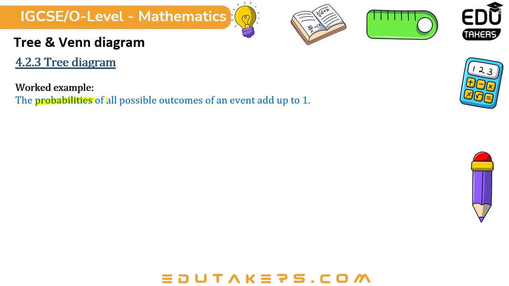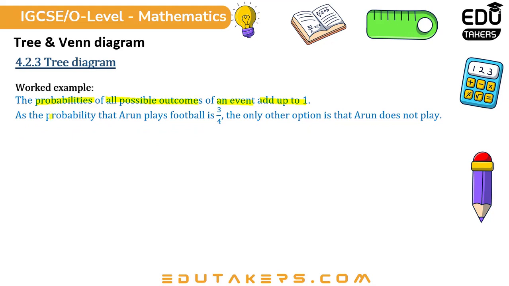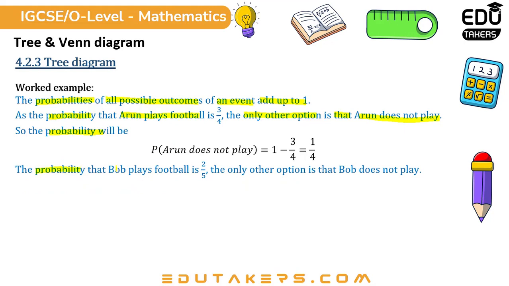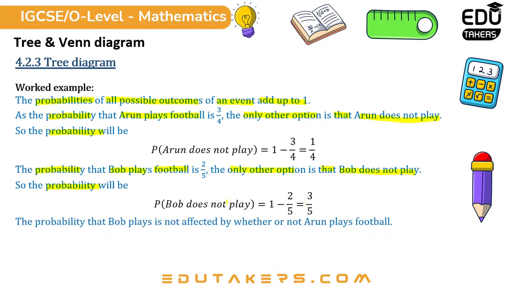The probabilities of all possible outcomes of an event add up to 1. As the probability that Arun plays football is 3/4, the only other option is that Arun does not play. So the probability will be 1 minus 3/4 equals 1/4 for Arun does not play. Then the probability that Bob plays football is 2/5. The only other option is that Bob does not play. So the probability will be 1 minus 2/5 equals 3/5 for Bob does not play.